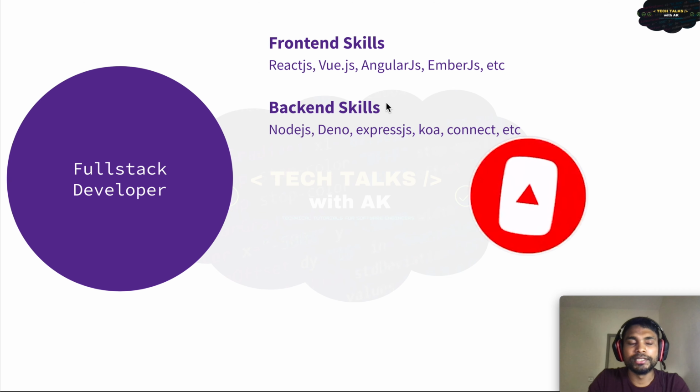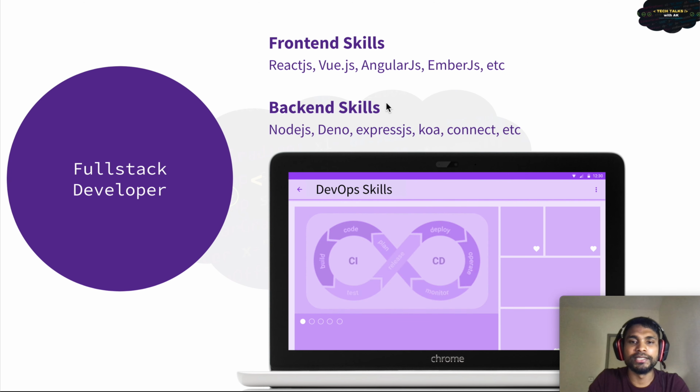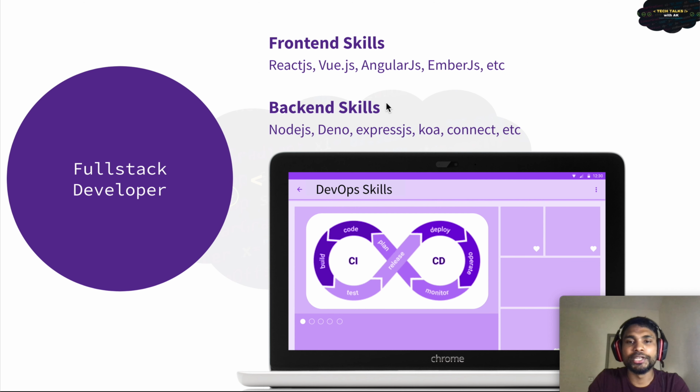Other than these skills, you must have some DevOps knowledge such as CI/CD. For CI/CD, you can use Jenkins, Bitrise, Buildkite, and other tools. Additionally, it's good to have knowledge of cloud computing such as AWS, Google Cloud, or Microsoft Azure. If you are developing a static website, you can host your website on GitHub Pages as well.